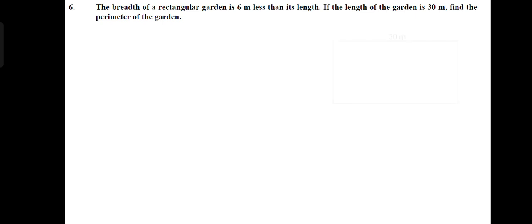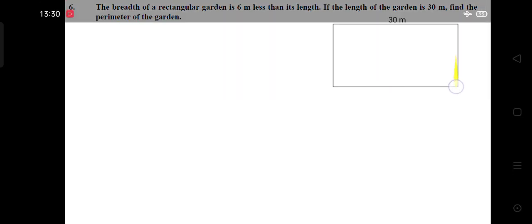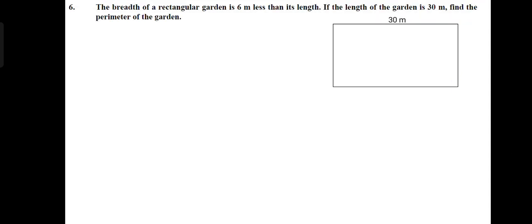Okay, so let's see, this is the diagram. We can see that the length is given, 30 meter. Here it's 30 meter, so the length here is 30, so this will also be 30. Remember, the opposite sides of the rectangle are equal, so if this is 30, this will also be 30. Understood? So we don't know the breadth, correct? In order to find the perimeter of the garden, we need both length and breadth. Length we have, 30. What about breadth?